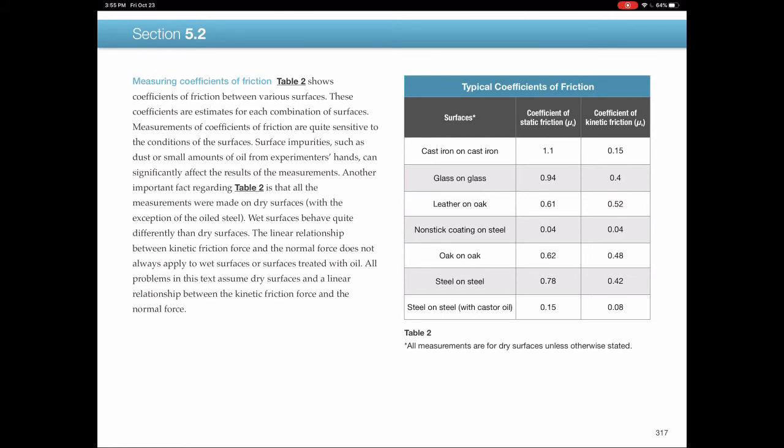So table 2 is something you will need to complete the launch homework. Notice that for different materials, the coefficients of friction are different. And also note that the coefficient of static friction is different from the coefficient of kinetic friction in many cases. Once you break something free and get it moving, the coefficient of friction often becomes less.